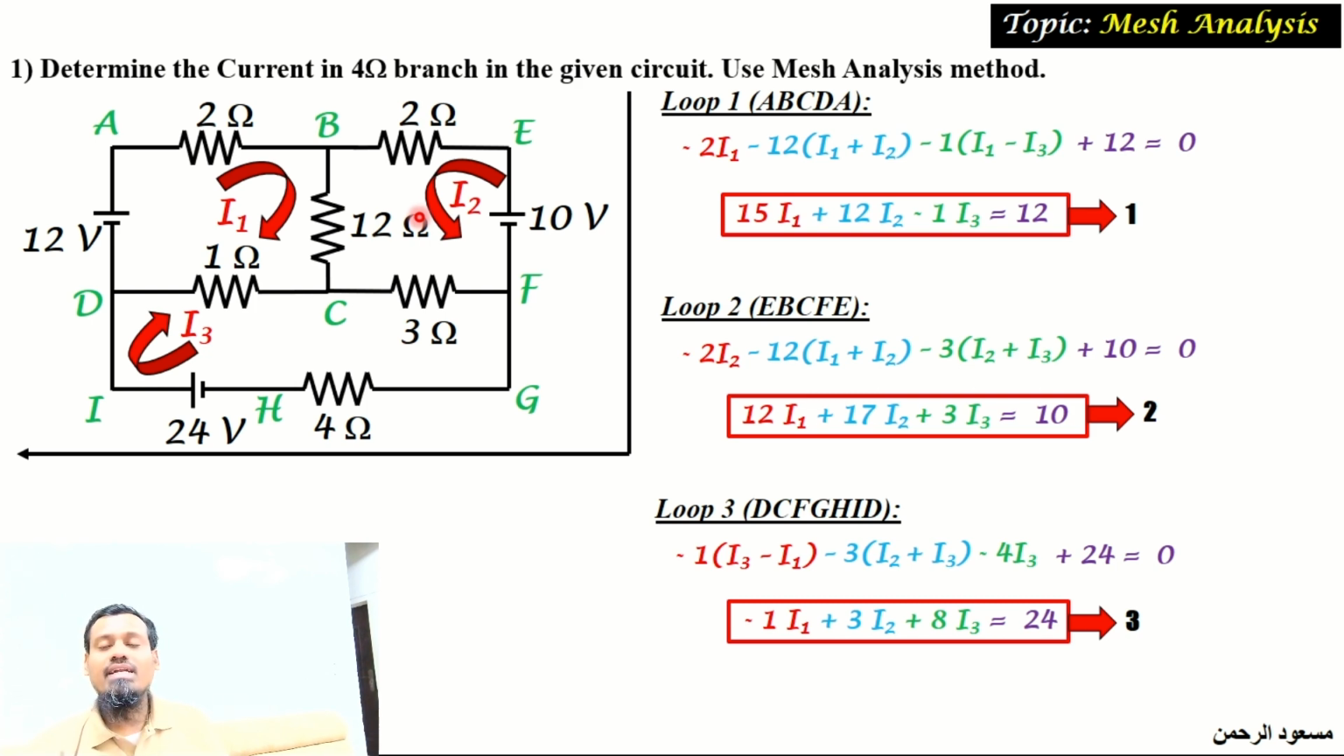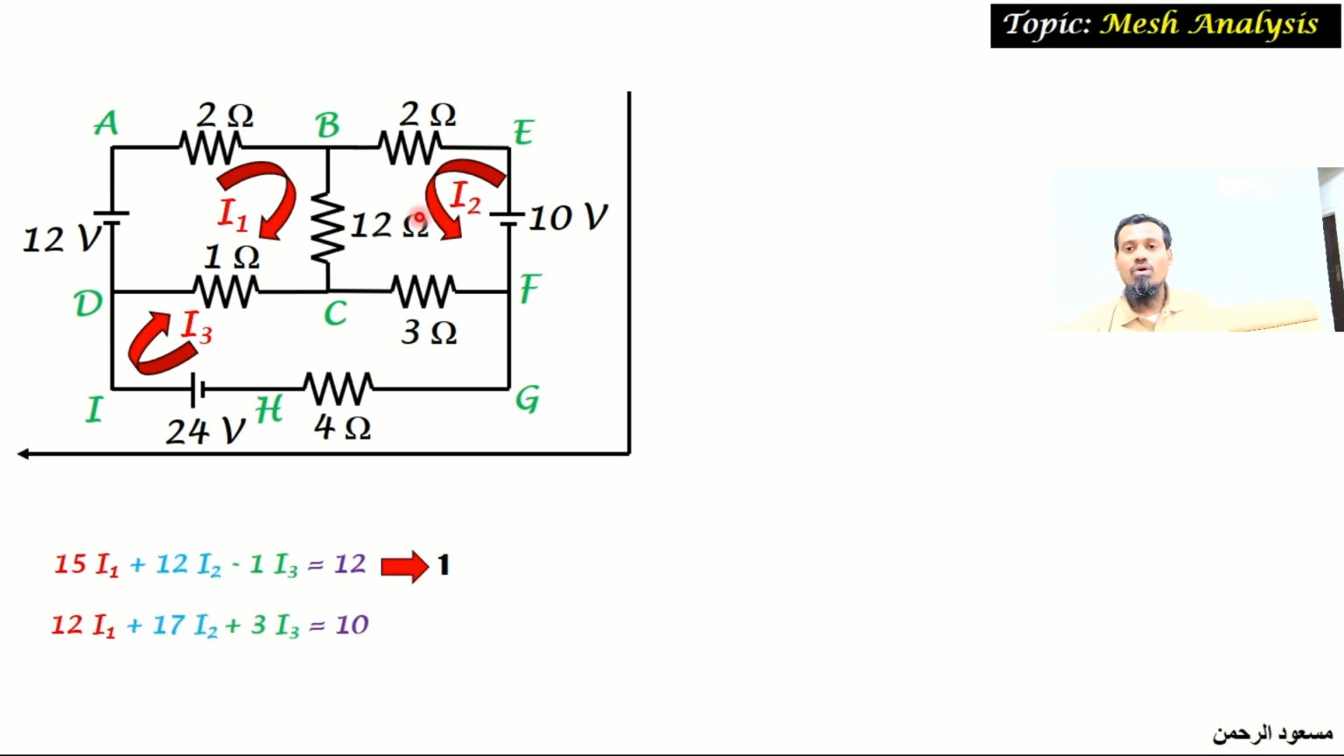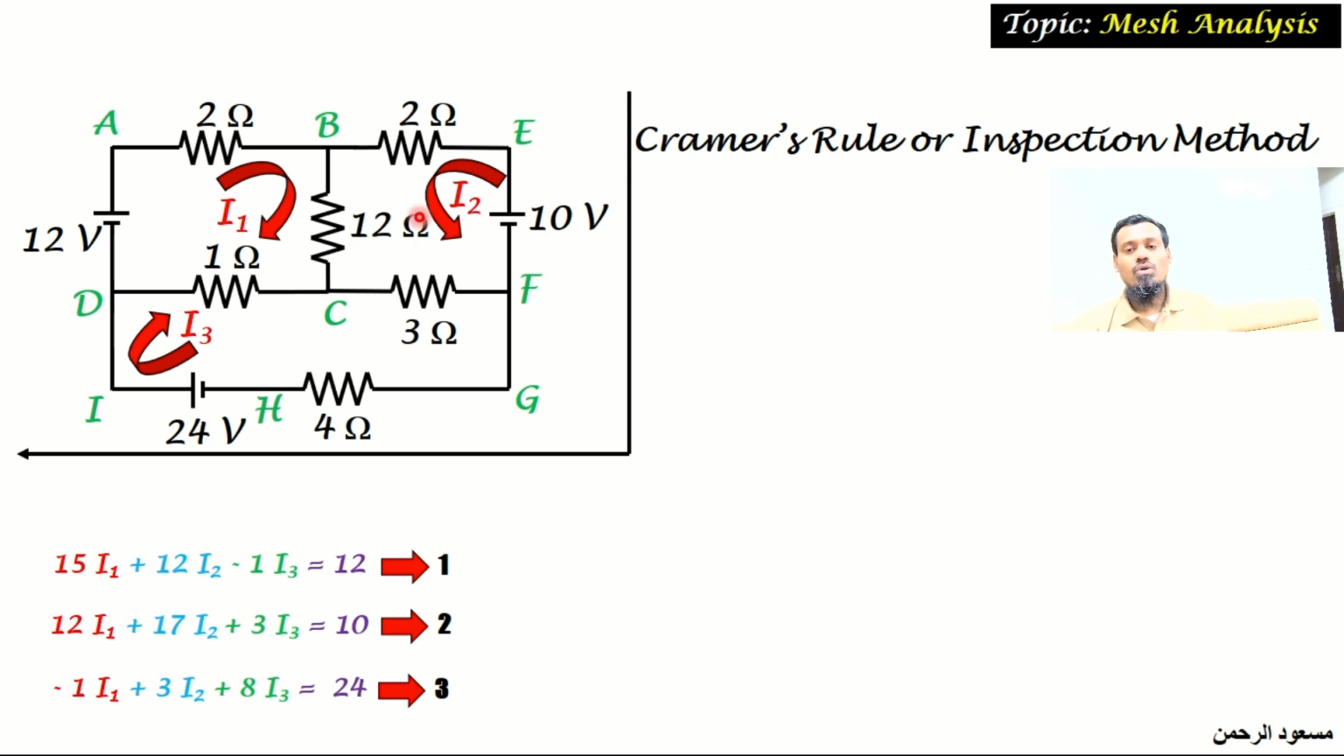So these equations are written with some logic. Instead, the same equations you can form just by seeing the network, without any voltage equation. How? By using Cramer's rule. So this method is also called the inspection method of writing equations. Why it is called the inspection method is just we are going to inspect the given network with the current assumed, and we are going to straight away write the equation.